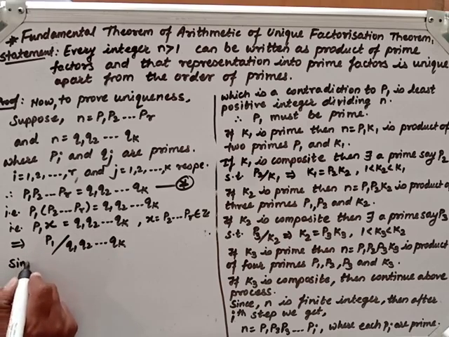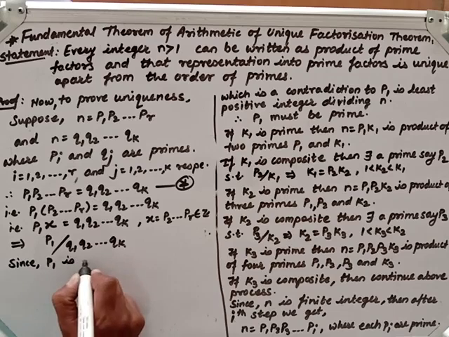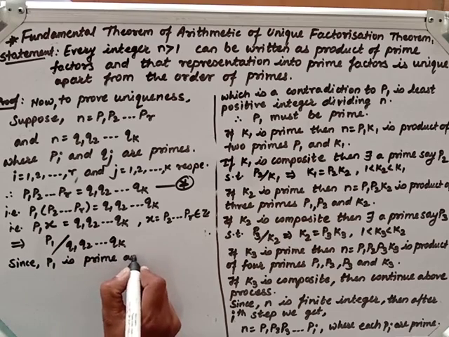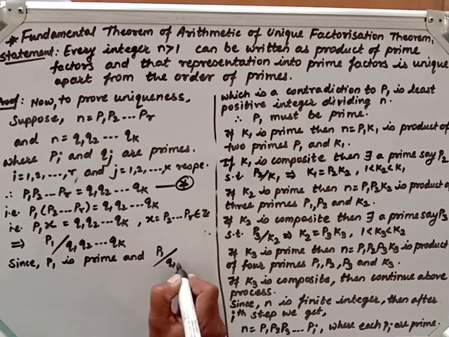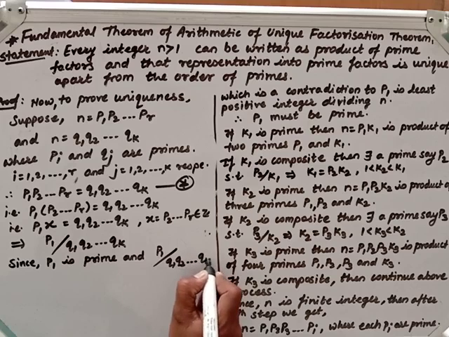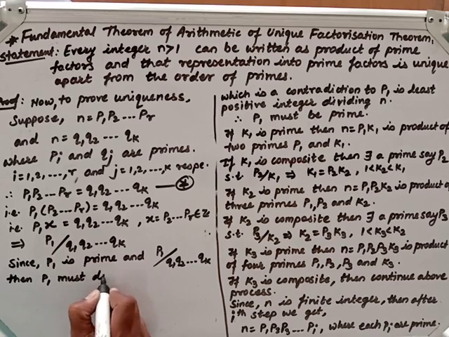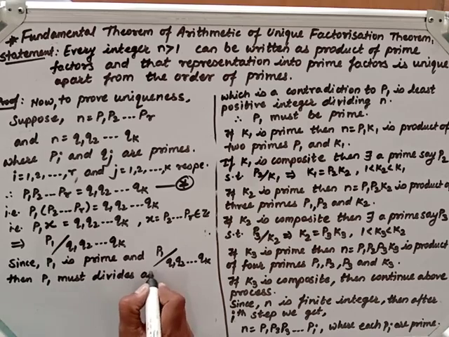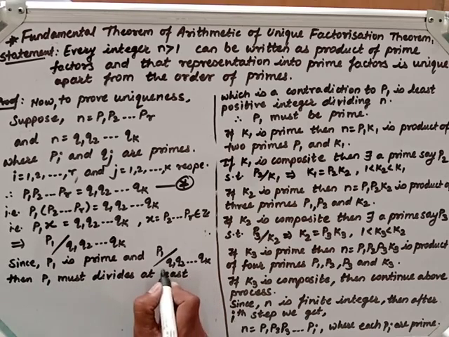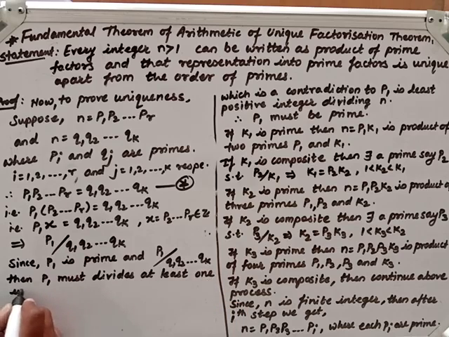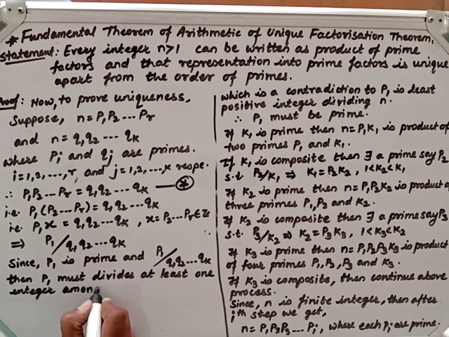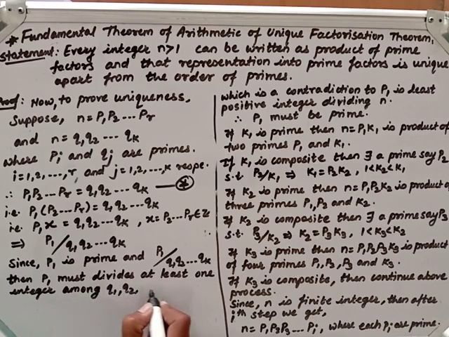So since p1 is prime and p1 divides q1, q2 and so on up to qk, therefore p1 must divide at least one integer among q1, q2 and so on up to qk.